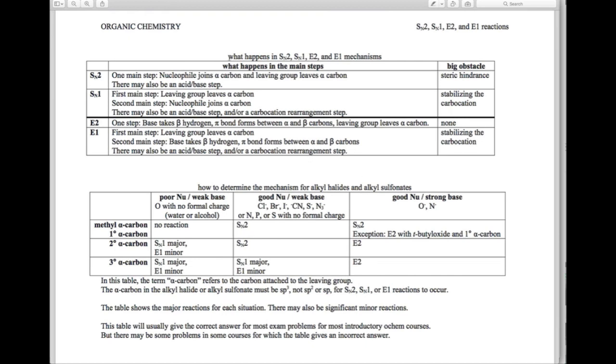Also, notice up here we have the summary of SN2 and SN1 reactions, and part of this summary is the big obstacle. So now we've learned that the big obstacle for an SN2 reaction is steric hindrance, and we've learned that the big obstacle for an SN1 reaction is stabilizing the carbocation. So you should have all of this material that I've highlighted memorized at this point.